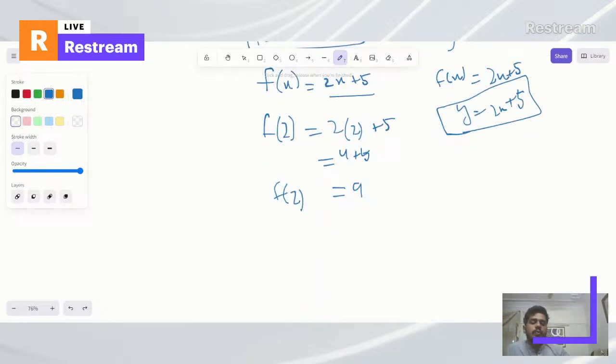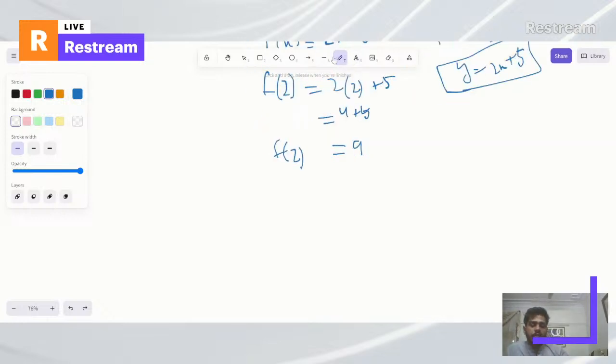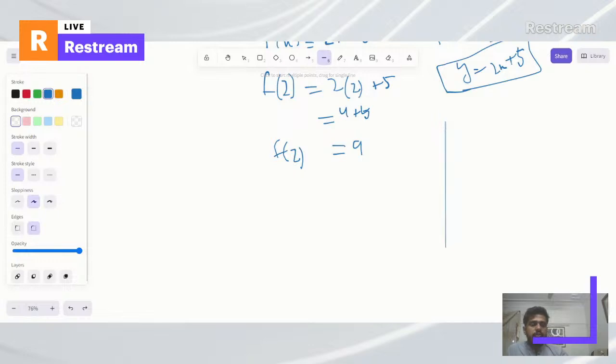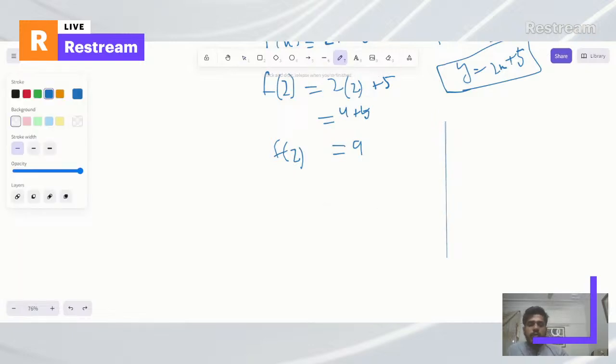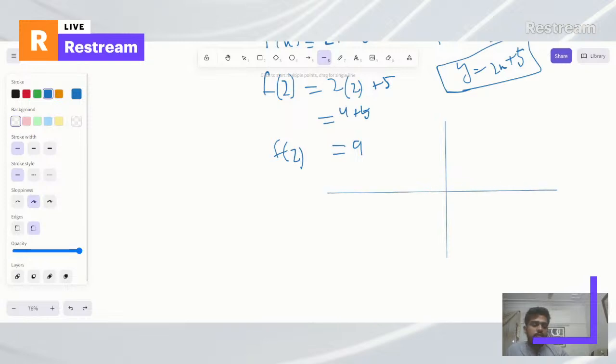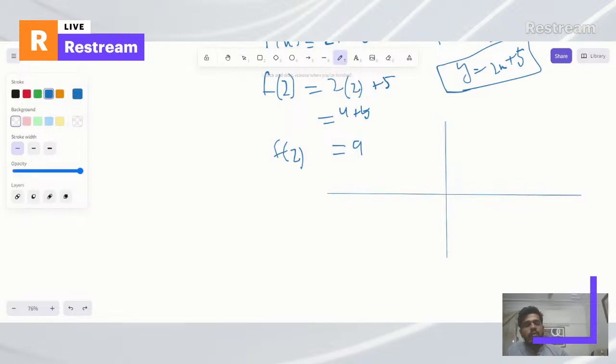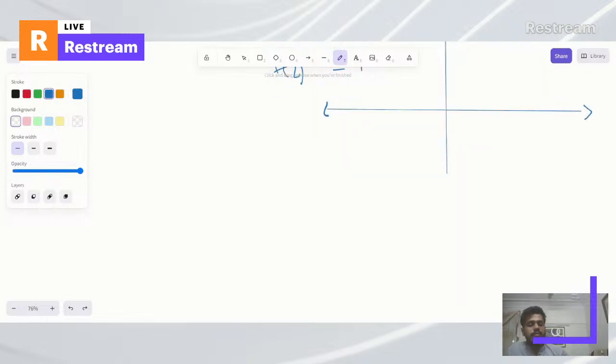Right? So in terms of graph, what does it mean? Okay, so graphically, what does it mean? I'm just building on the concept right now. I'm going to continue working on it in the next session that we have on Monday, right? So in terms of graph, what does it mean?